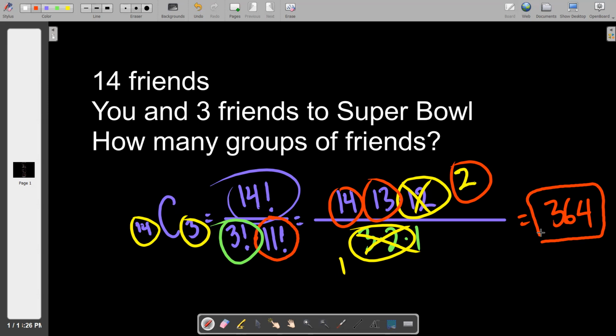Would you like to learn about permutations today? Should we just cross over? Let's practice some more of these.